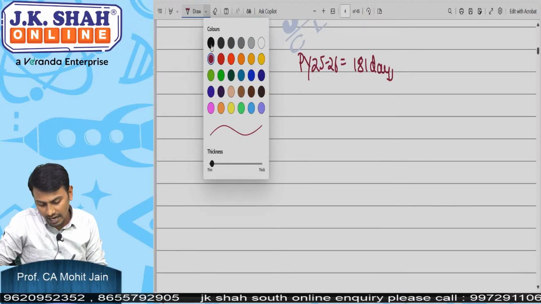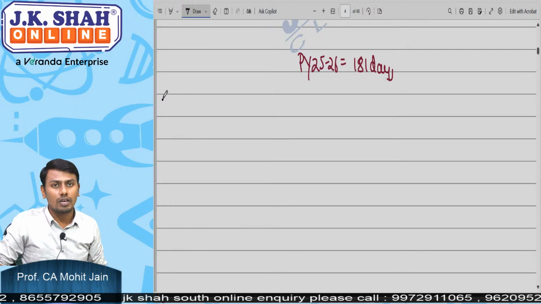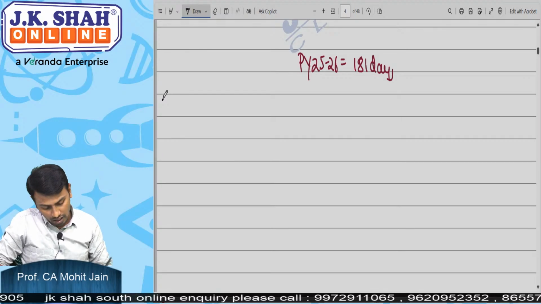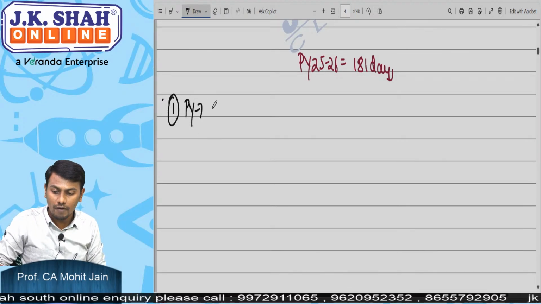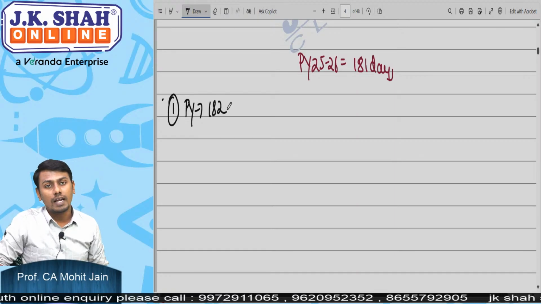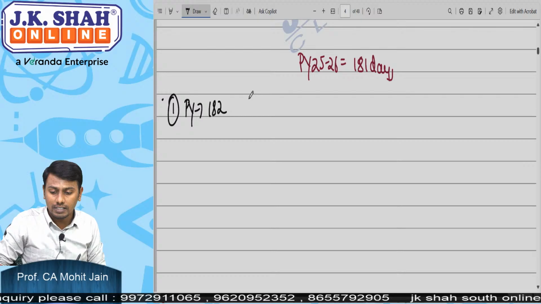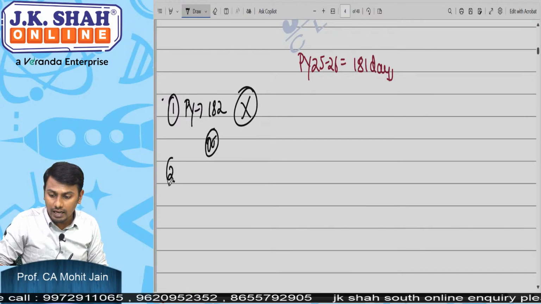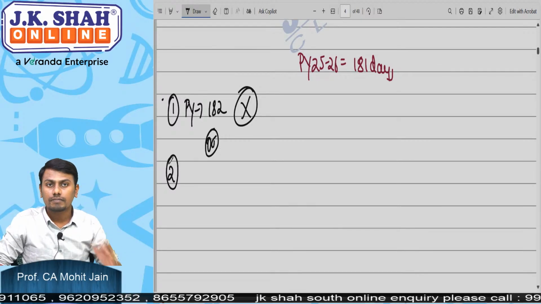So again, our standard approach. In order to determine the residential status of an individual, you have to satisfy any one of the two basic conditions. What is basic condition number 1? In the previous year, you have to be there in India for 182 days or more. Were you there for 182 days or more? The answer is no.